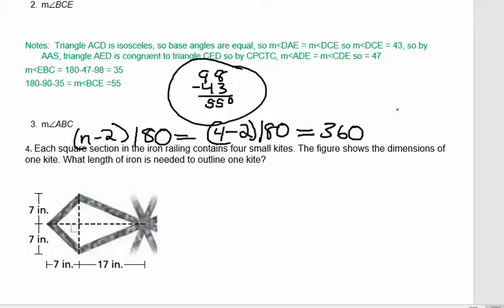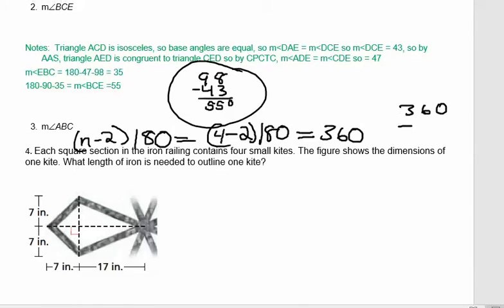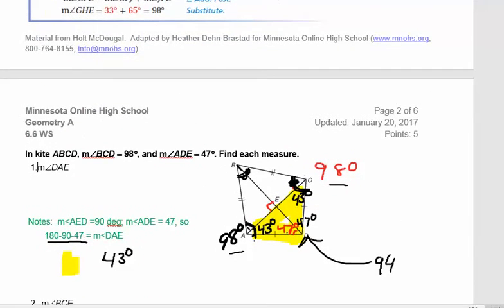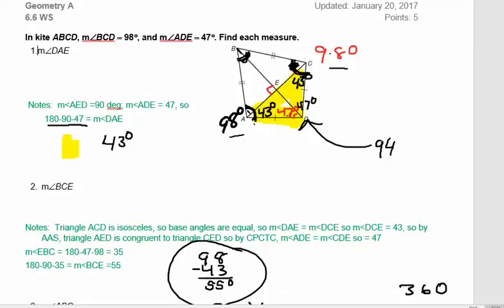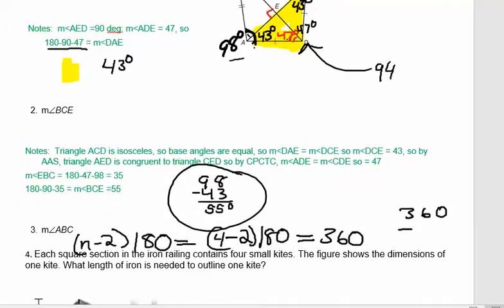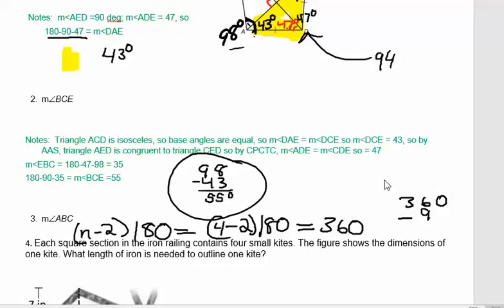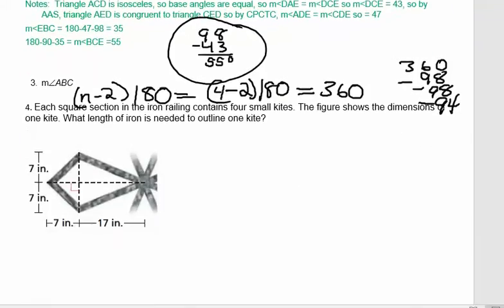And then we have to take 360 and subtract 98, subtract another 98, and subtract 94. Subtract those three angles and you'll be left with the measure of the fourth angle of your quadrilateral. And I'll let you finish that up. Minus 94. So subtract all of those and you'll end up with your answer.